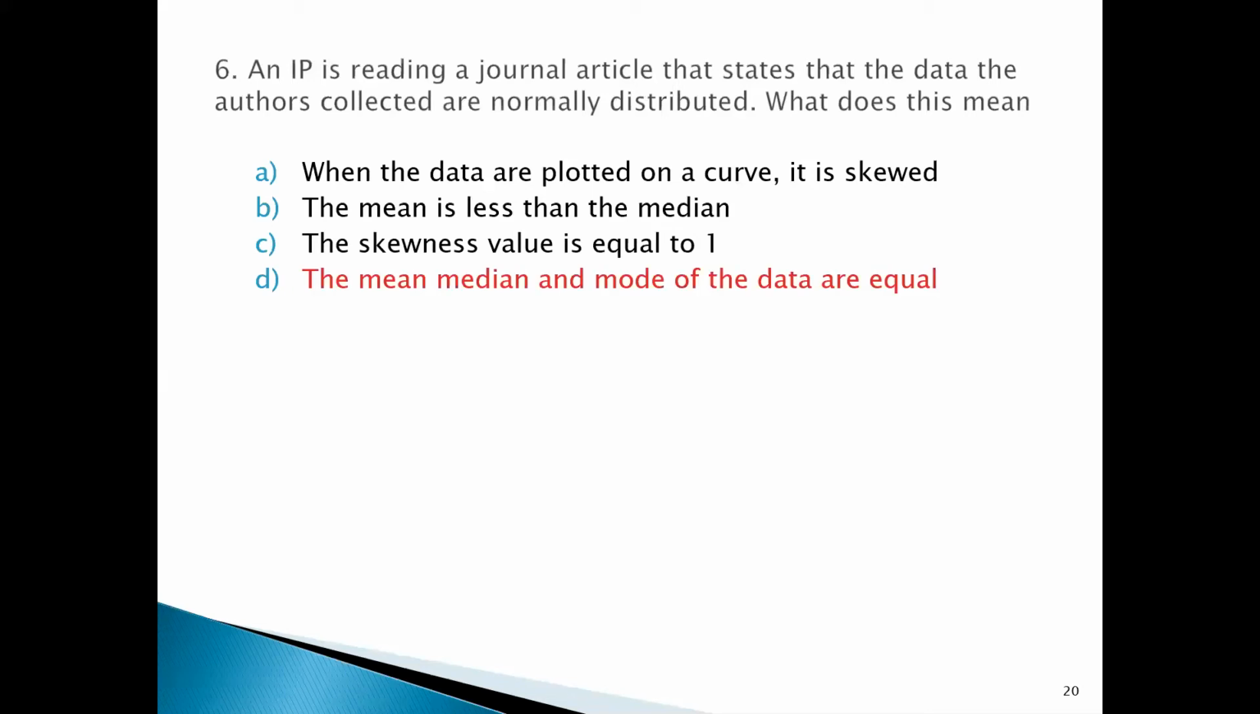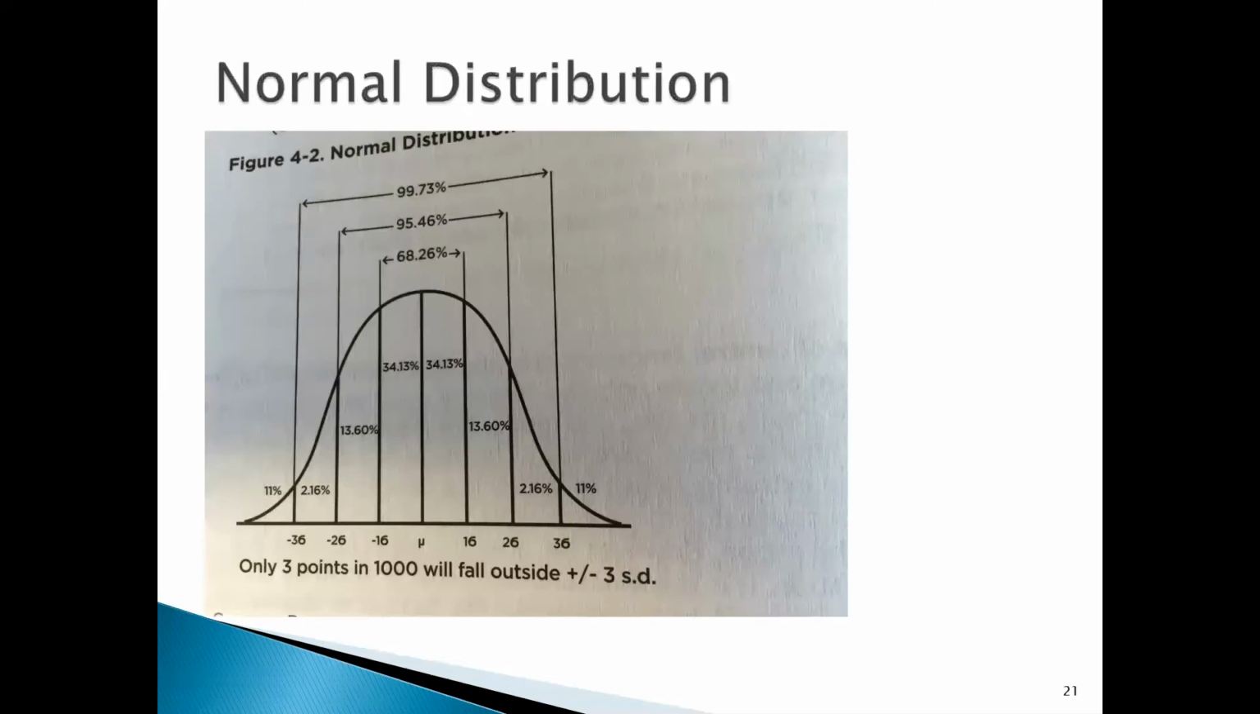Okay, the answer to this is D, the mean, median, mode of the data are equal. This picture is in your book, your study guide. So this is what a normal distribution looks like. This is also known as a bell curve. So only 3 points in 1,000 will fall outside plus or minus 3 standard deviations.